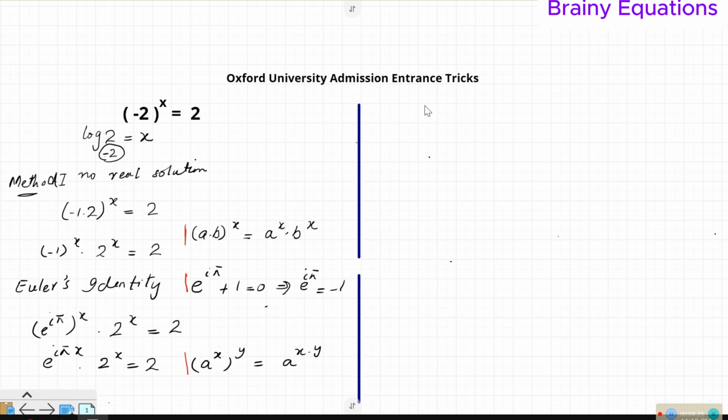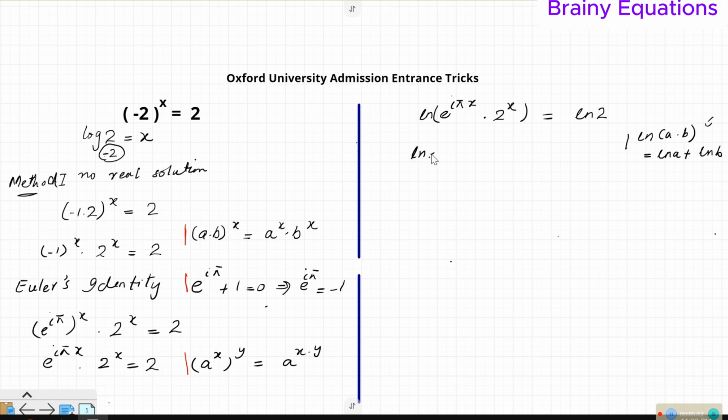Apply the natural log on both sides of this equation. So what we will get: ln of (e^(i pi x) times 2^x) is equal to ln of 2. From another rule of log, ln of a times b can be written as ln of a plus ln of b. So we will use this rule again here in our next step.